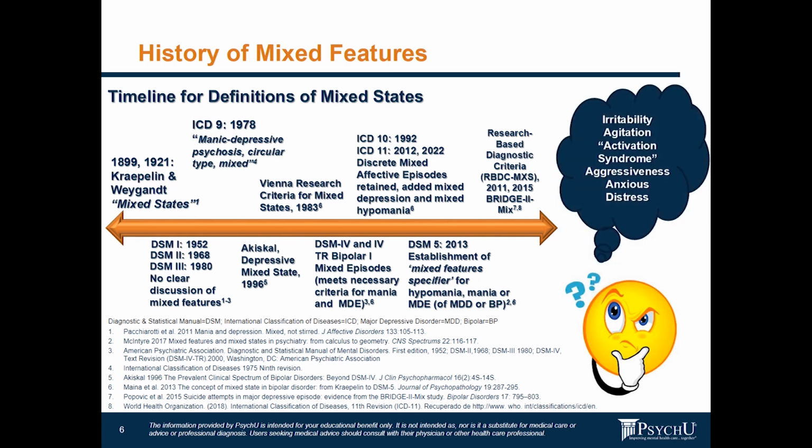There are a few other concepts that have arisen over the last decade or two, and those are concepts of irritable depressions, agitated depressions, activation syndrome, and trying to understand the role of anxiety or anxious psychic distress and aggressiveness and impulsivity. These all also have figured into our considerations about how mixed features are both identified and classified.